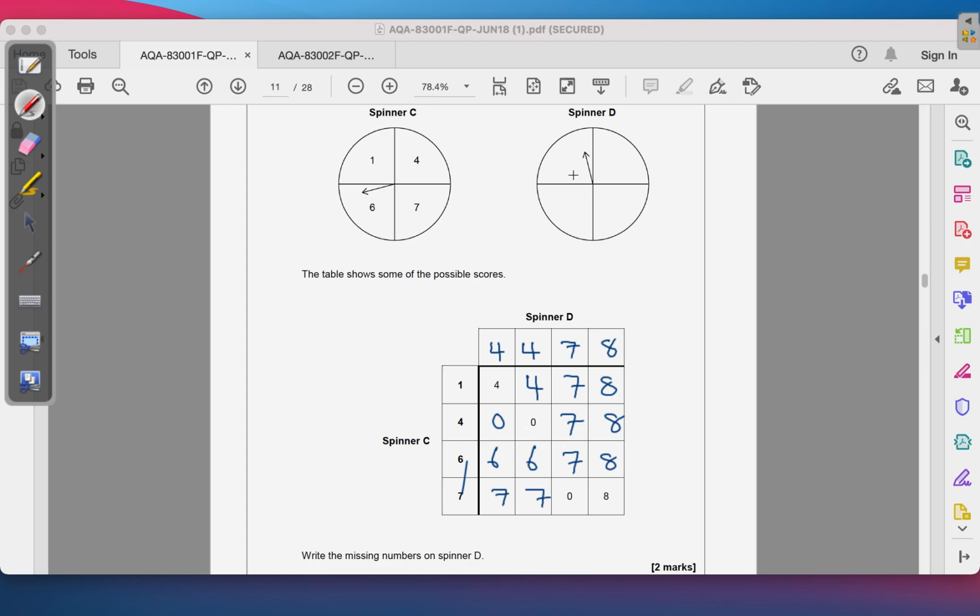So you need to write the numbers on the spinner now. So 4, doesn't matter which way around you write them, it's all the same. So 4, 4, 7, 8, okay. Next one.